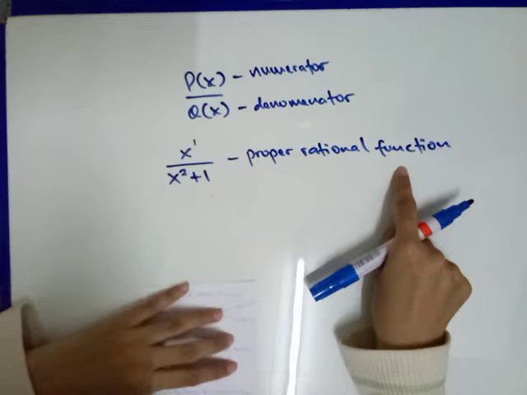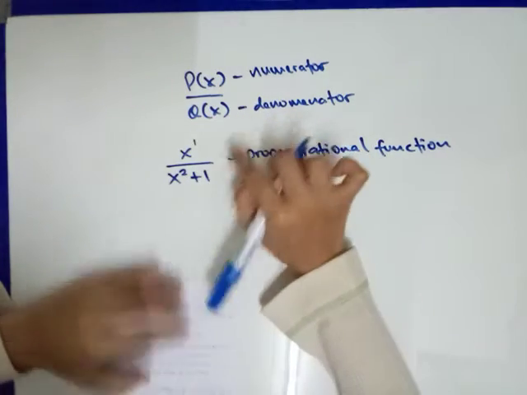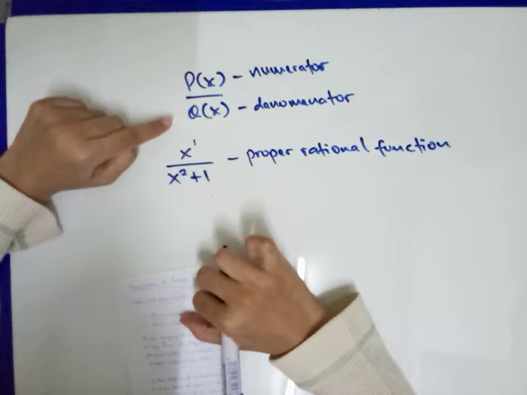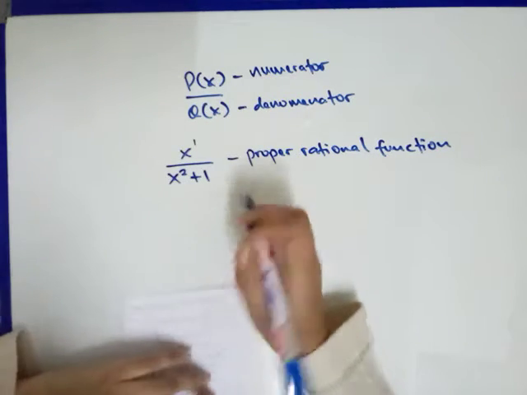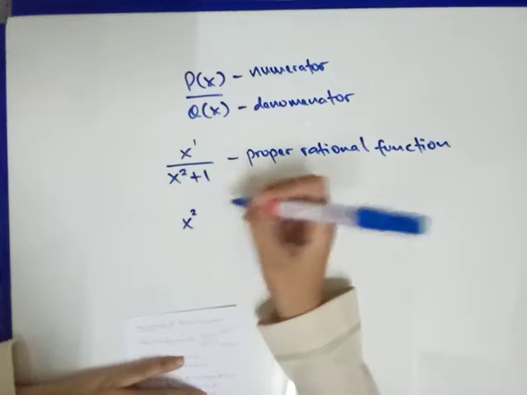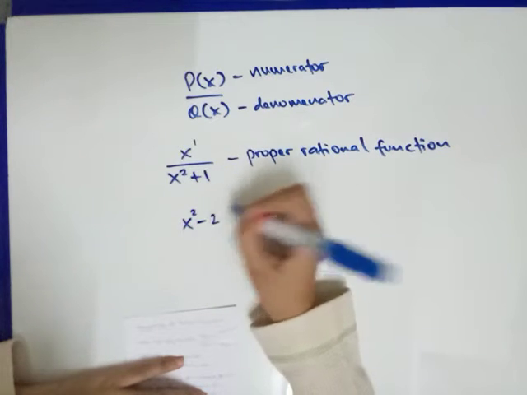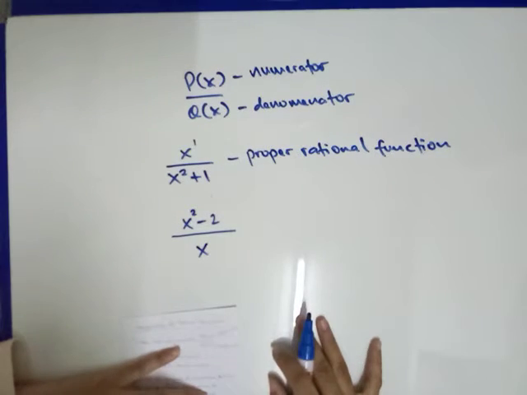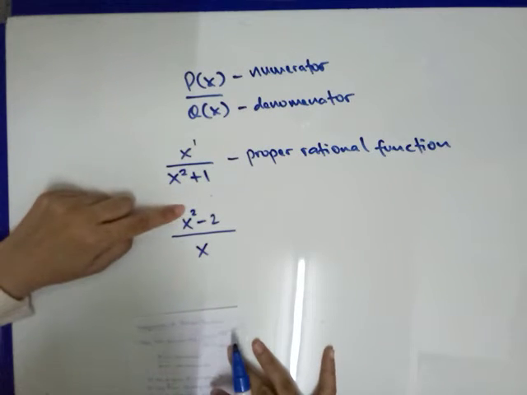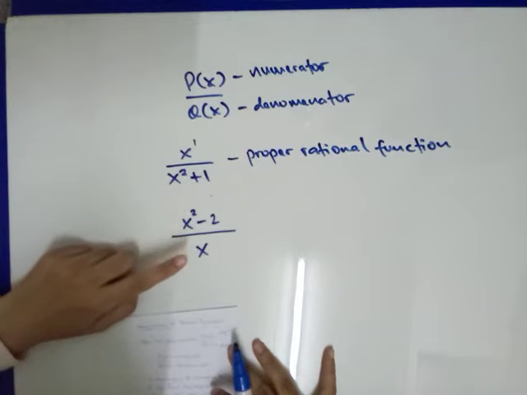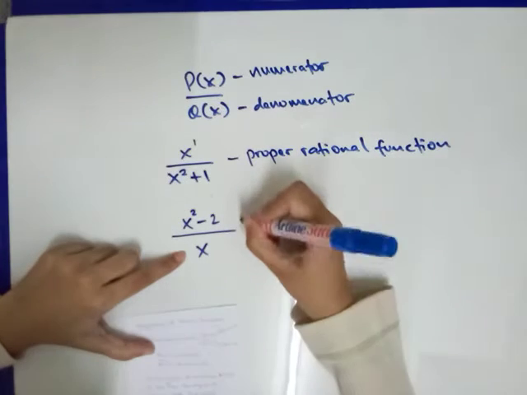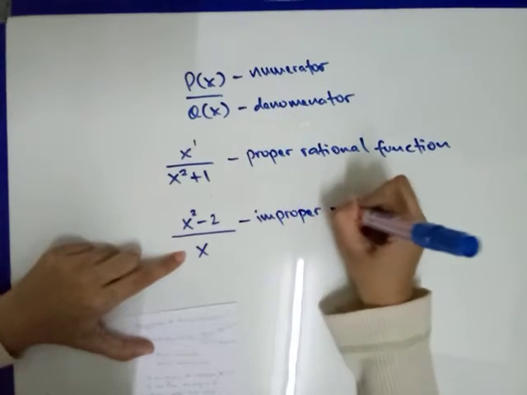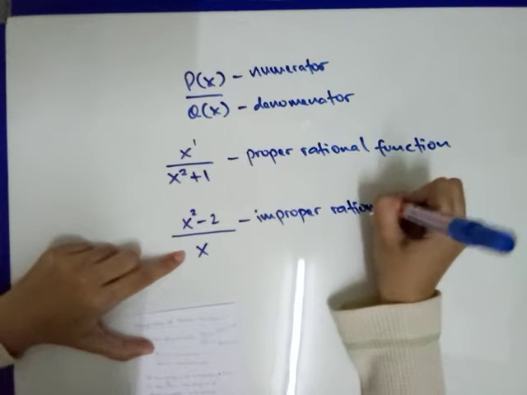Okay, what if the degree of the numerator is more than or equal to the degree of the denominator? For example, x squared minus 2 divided by x. So the degree of the numerator is more than the degree of the denominator. We call it an improper rational function.